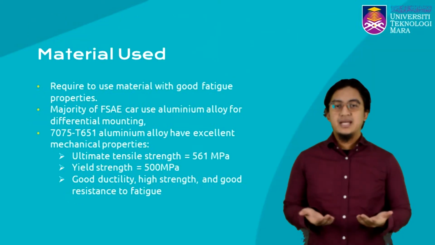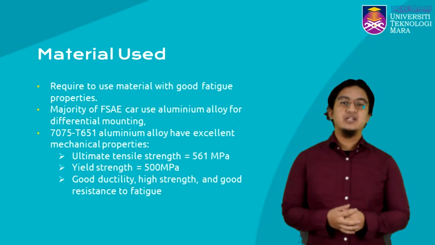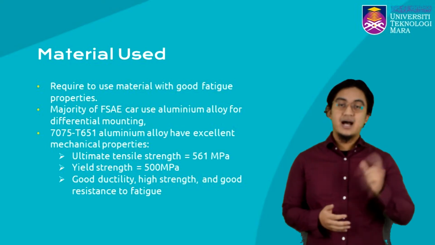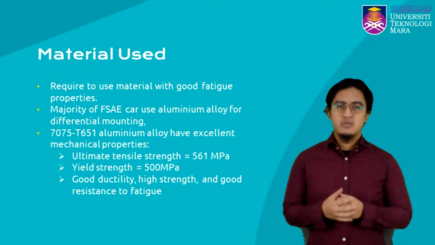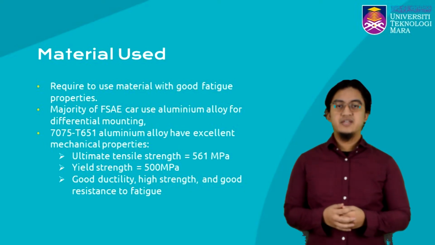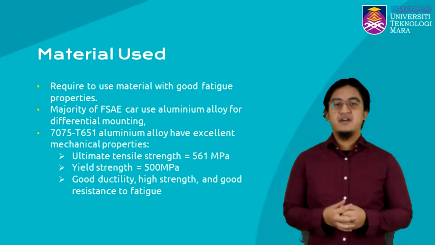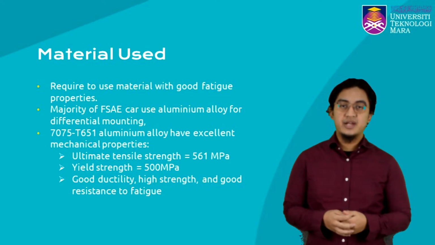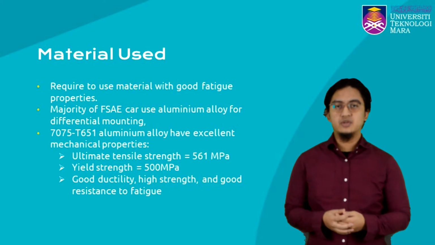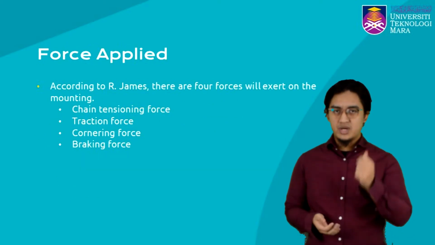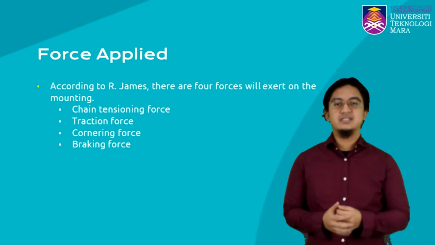For the material, it is best to use material with low density but high yield strength. Aluminum alloy is the best material for this purpose. Most Formula SAE cars use 7075 T651 aluminum alloy, including UiTM Formula SAE car. The material has 500 megapascal yield strength with density of 2810 kg/m3.